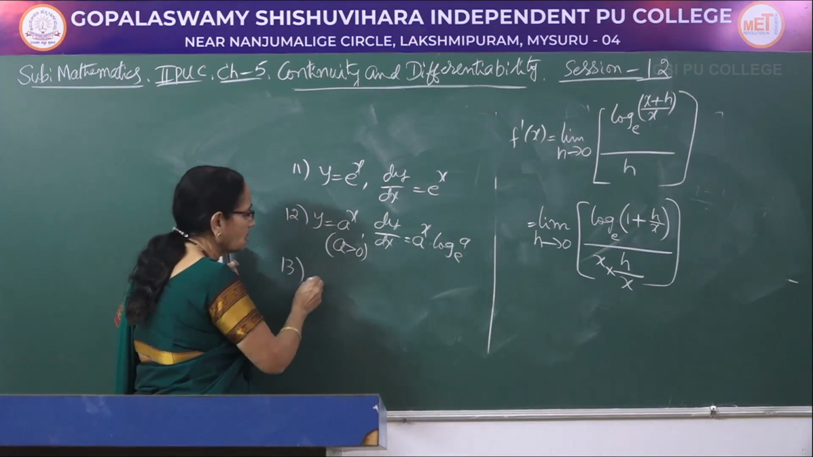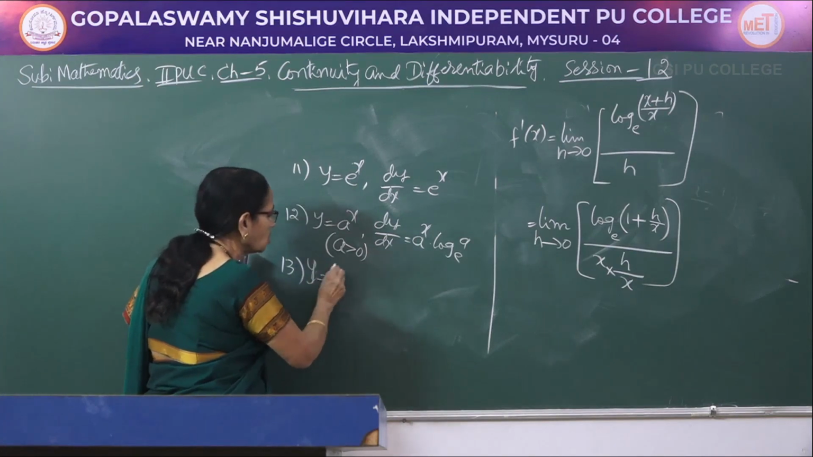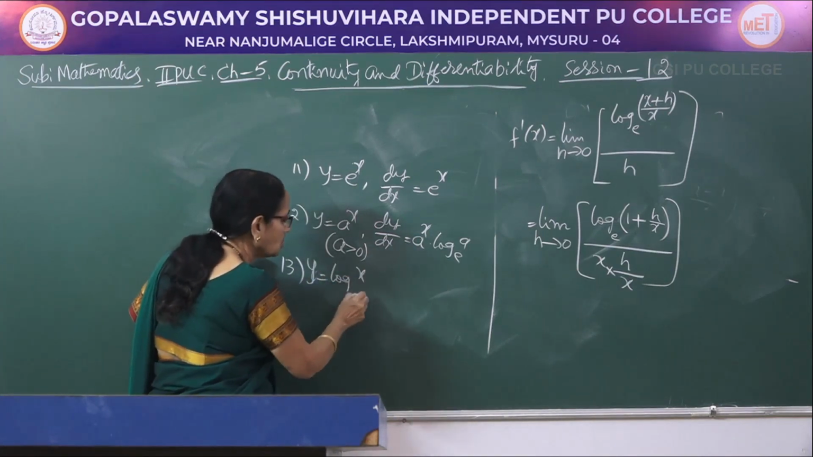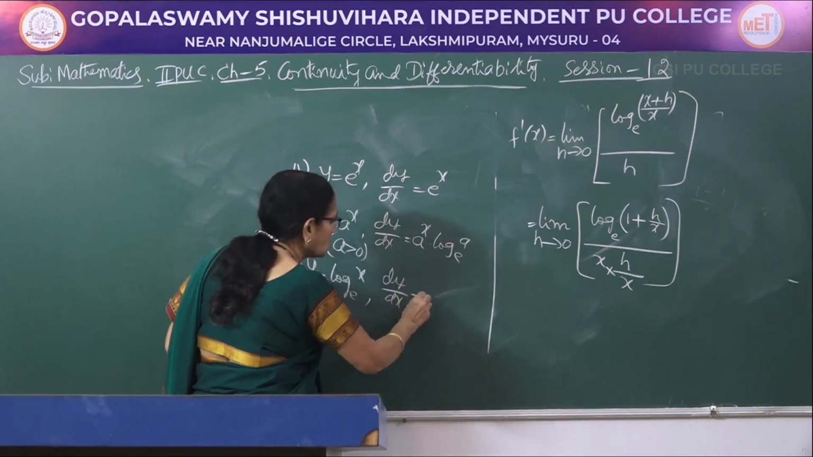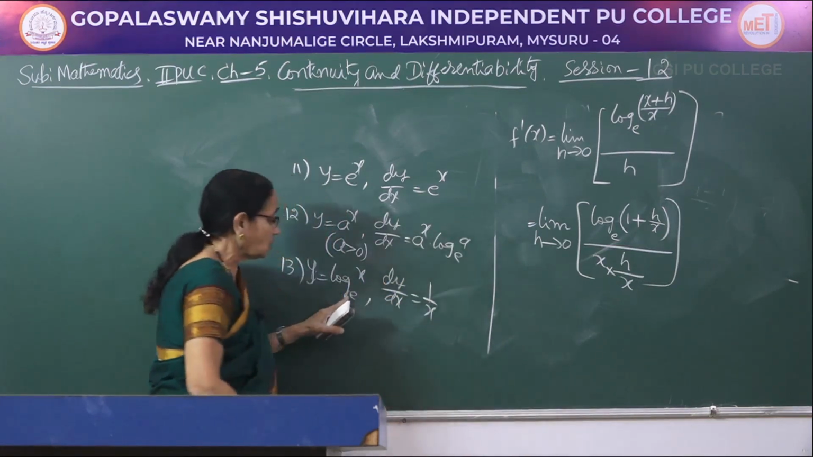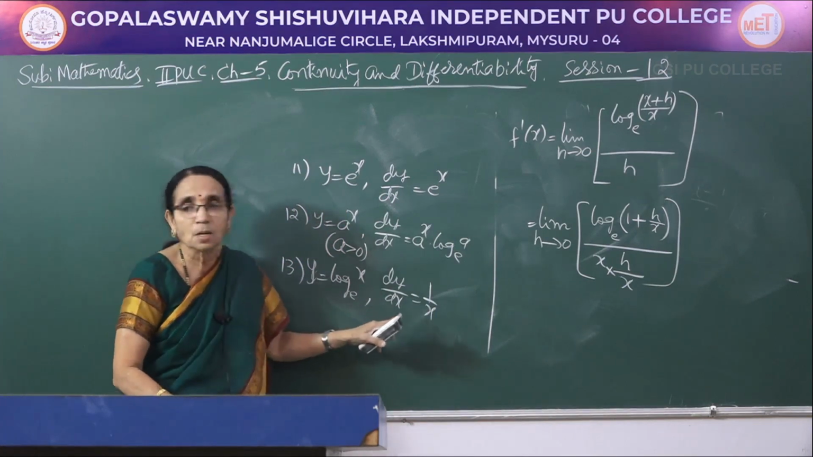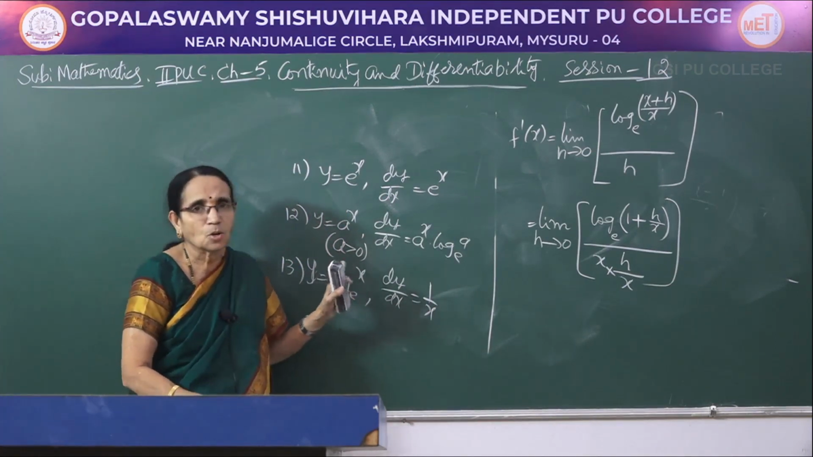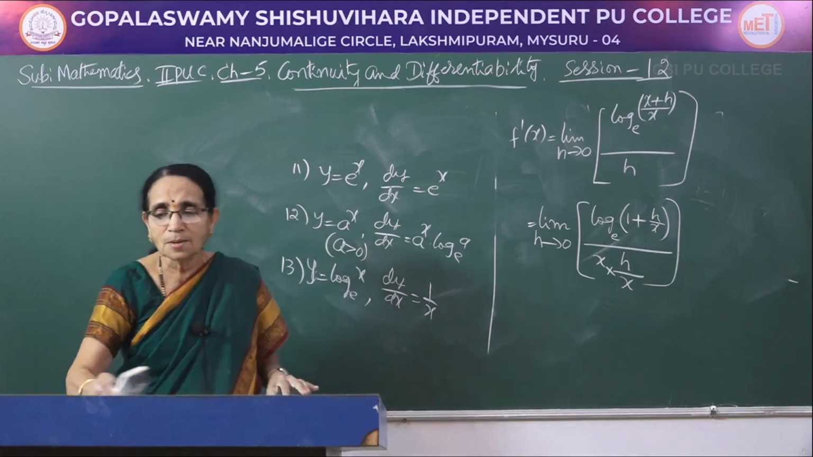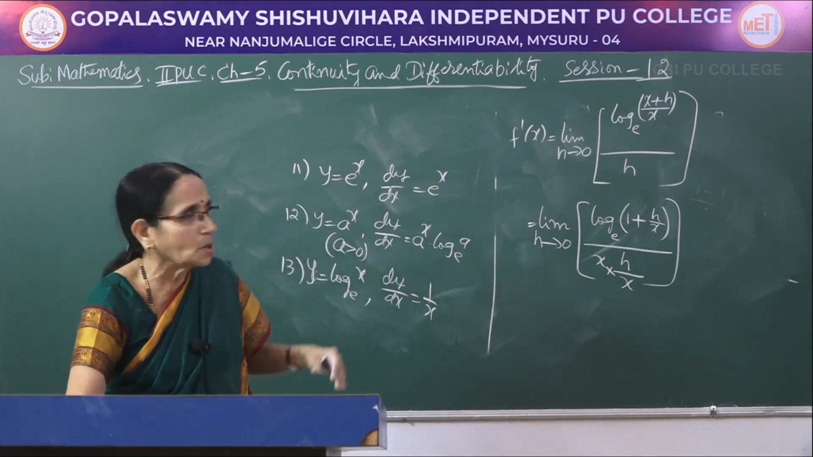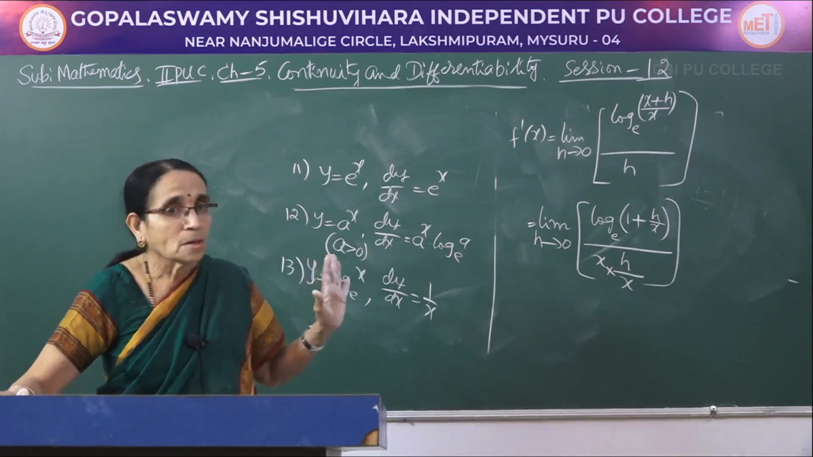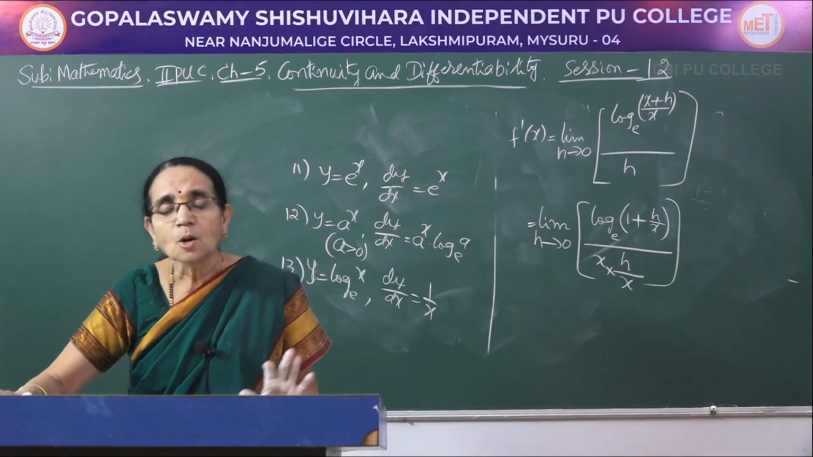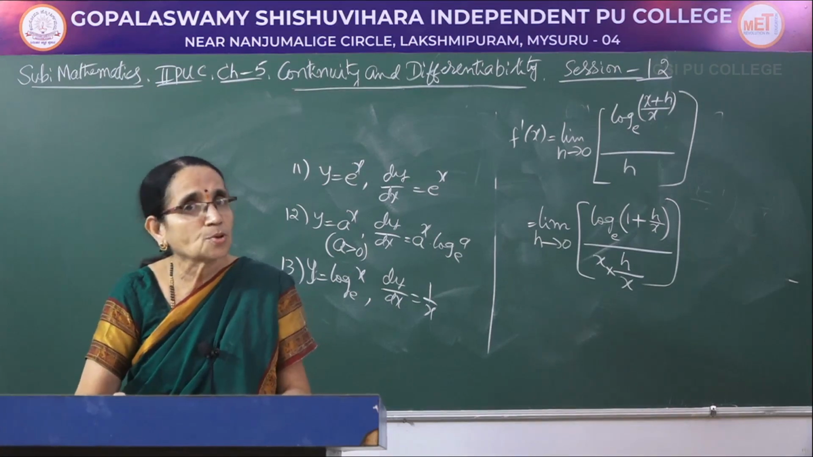And the last one: if y is equal to log x to base e, then the derivative dy by dx would be equal to 1 by x. If the base is not e, then you cannot use the result here. So, you have to be careful. So, 10 results were already studied in the first year PUC. For these 3 we have done the derivation. So, these are the basic functions whose derivatives we have studied.